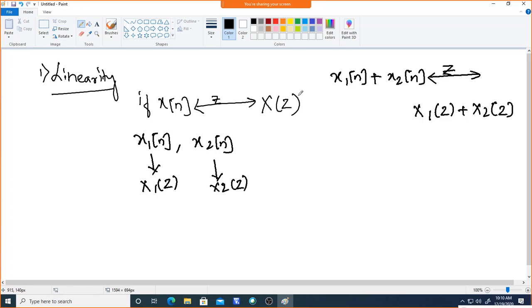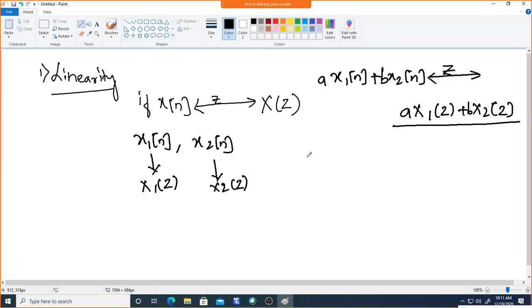And also the scaling property. If you scale x1 of n by a and x2 of n by b, then the corresponding scaling factors will also appear. So if the two signals satisfy the scaling as well as the additivity property, then that Z transform possesses the linearity property. Okay, so then we will prove that.